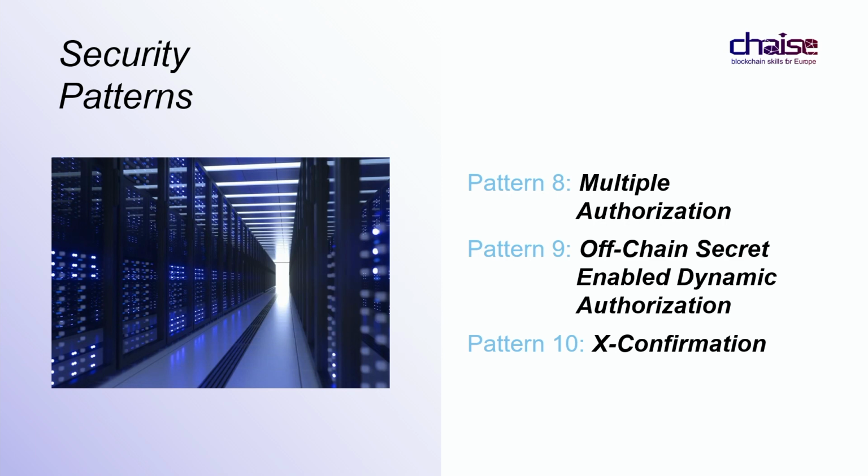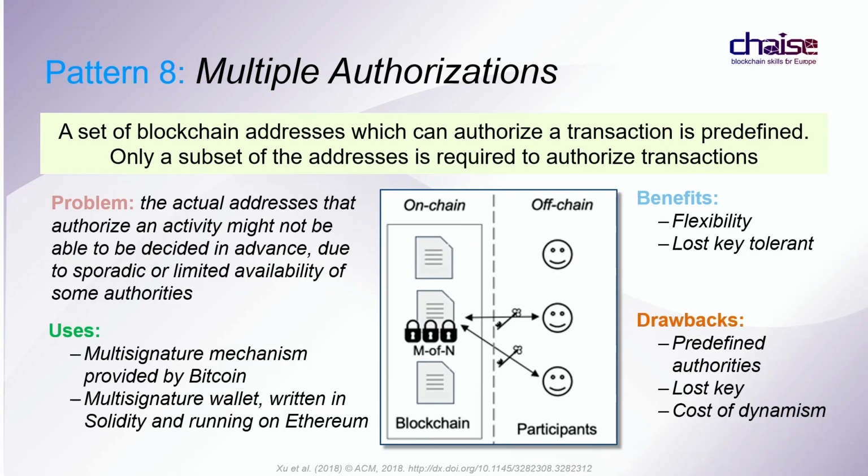Next group of patterns is security patterns. We will discuss three patterns: multi-authorization, off-chain secret-enabled dynamic authorization, and X confirmation. In the multi-authorization pattern, a set of blockchain addresses which can authorize a transaction is predefined. Only a subset of the addresses is required to authorize transactions.